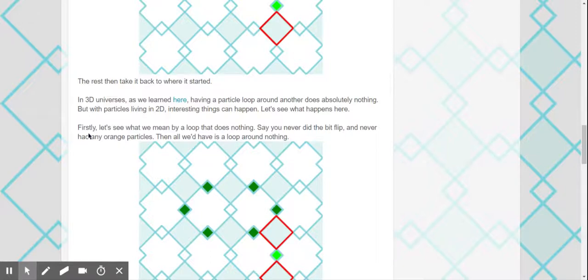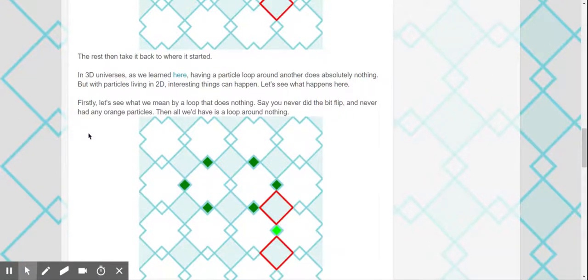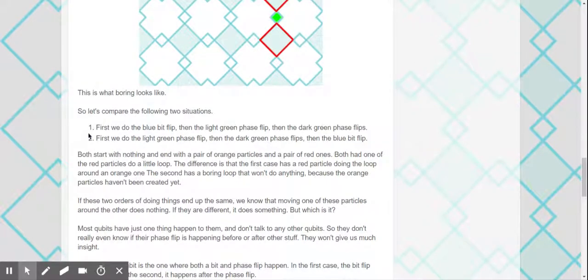In 3D universes, as we learn, having a particle loop around another does absolutely nothing, but with particles living in 2D, interesting things can happen. Let's see what happens here. First, let's see what we mean by a loop that does nothing. Say you never did the bit flip and never had any orange particles. All we'd have is a loop around nothing. This is what boring looks like.